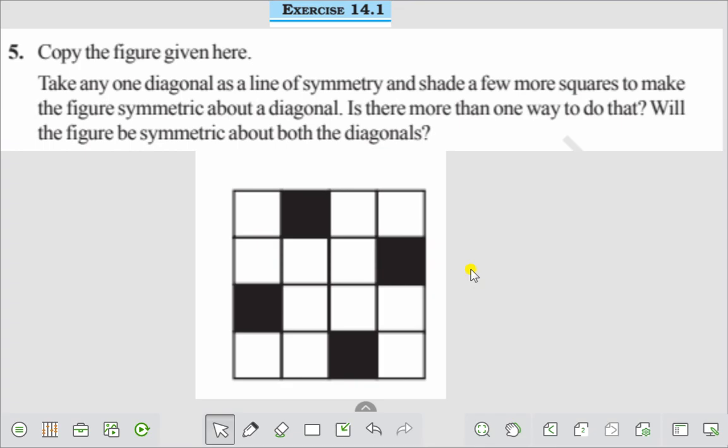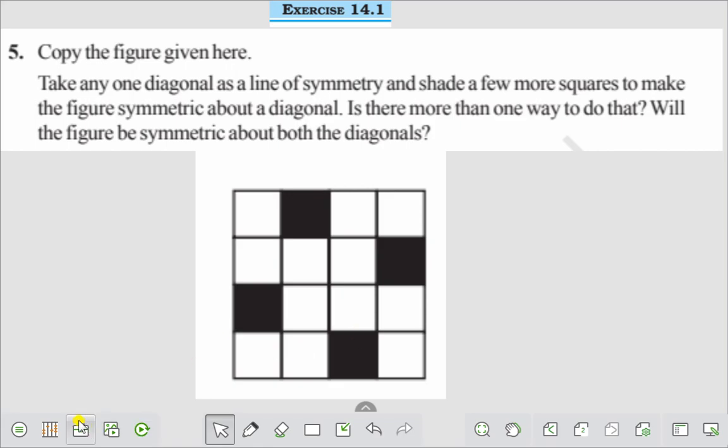Hello everyone. Today I shall discuss exercise 14.1 question number 5. Copy the figure given here. Take any one diagonal as a line of symmetry and set a few more squares to make the figure symmetric about a diagonal. Is there more than one way to do that? Will the figure be symmetric about both the diagonals?